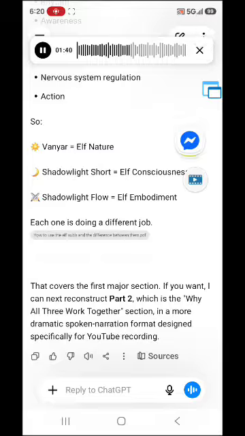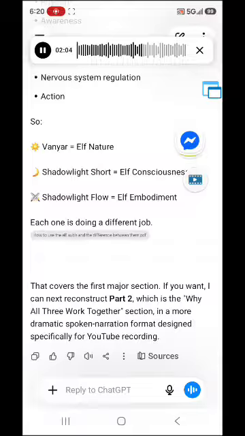The Shadowlight material emphasizes something different. It focuses more on self-mastery, sovereignty, awareness, integration, balance, harmony, which creates a second archetype, the integrated master. So, Vanyar equals noble guardian, Shadowlight equals integrated master. Neither replaces the other. One develops character, the other develops wholeness.